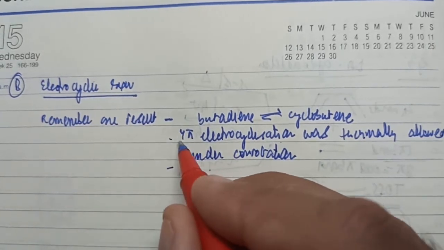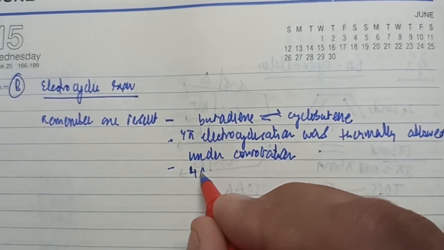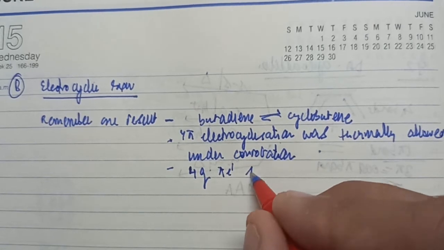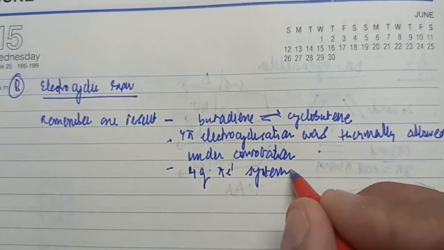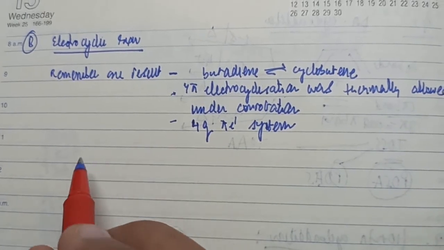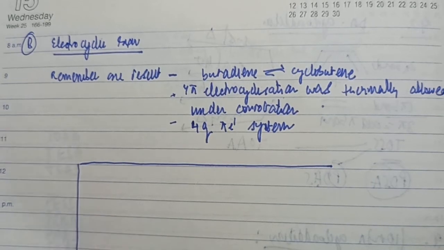And you know this 4 pi electrocyclization process belongs to the 4q pi electron system. So this information we already have. Now from this information we can create the selection table. How do we create the selection table? It is simple. Again, draw the selection table.